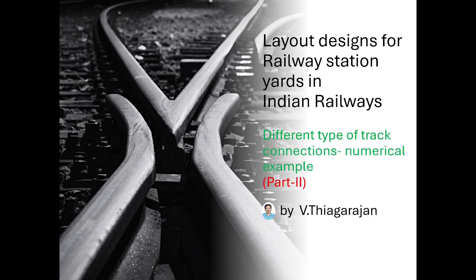So in this video, I am going to discuss something about the layout designs for railway stations in Indian Railways. Here, specifically, I am going to discuss the different types of connections with a numerical example: how they are designed, how we get the required data, and with the data, how we will be able to fix the geometry on the ground. This is part 2.